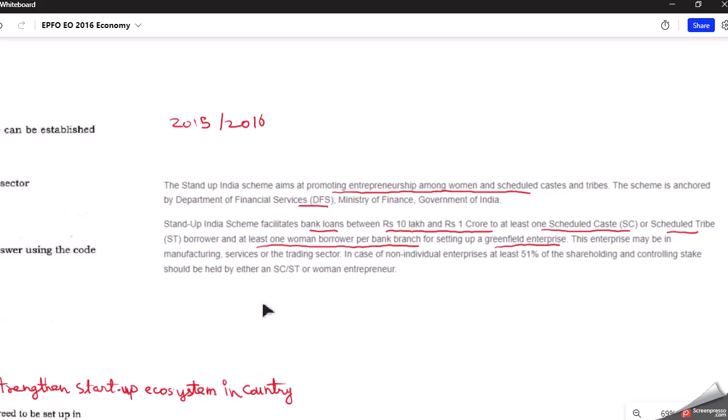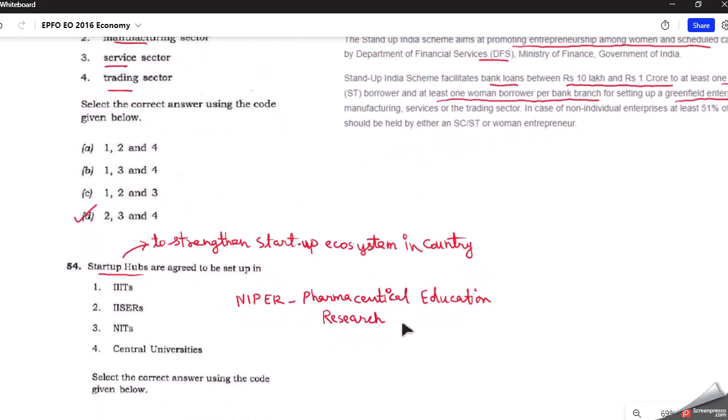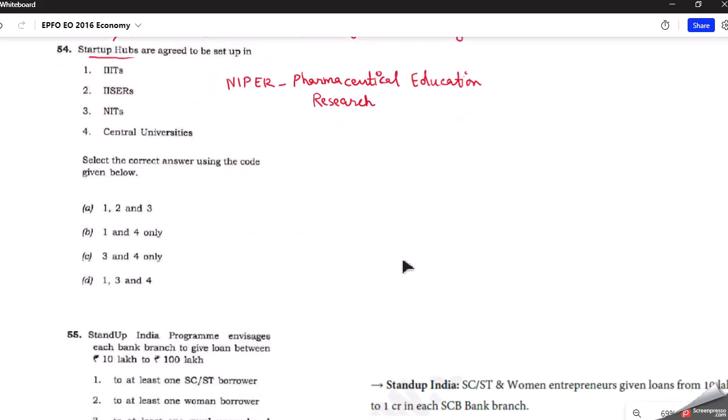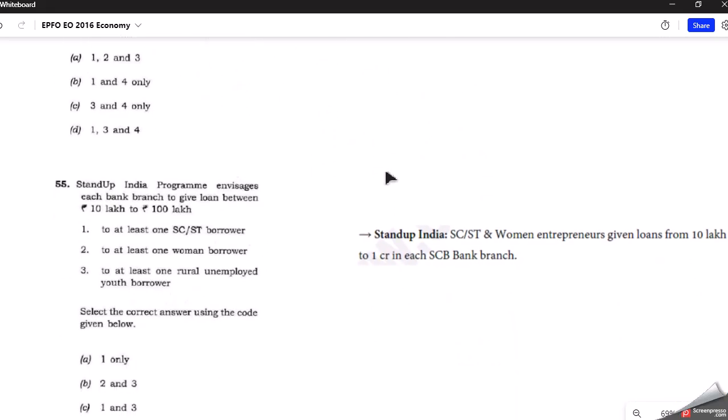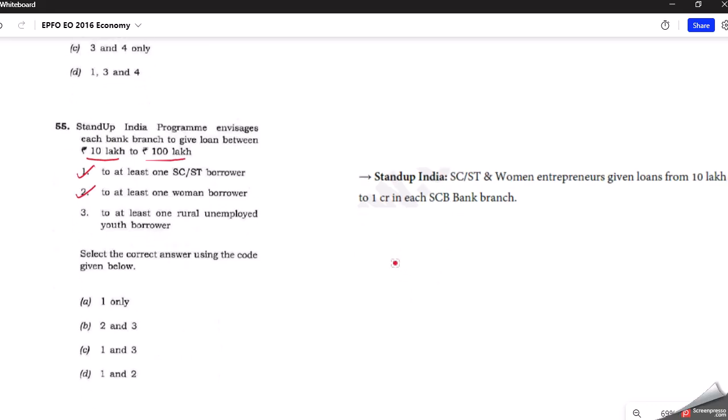So again, we have got the same question that year, that the Stand Up India program envisages each bank branch to give a loan between rupees 10 lakh to rupees 100 lakh to at least one SC/ST borrower and to at least one woman borrower. So this scheme is not for unemployed youth. So 1 and 2, that is D option, is the correct answer here. So again, we got two questions from a single scheme, that is Stand Up India, in that year's EPFO paper.